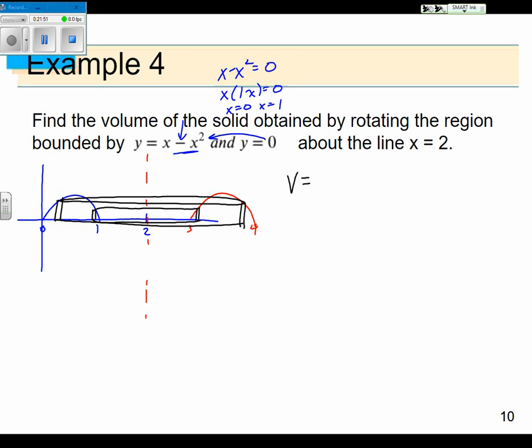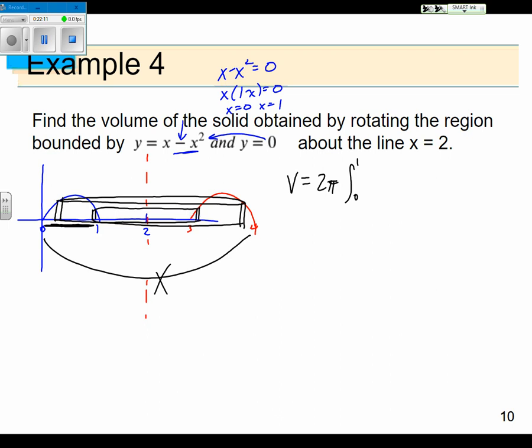My volume is equal to, again, I'm going to pull my 2 pi out in front. That's just how I work. And a lot of people are going to say, well, I got to go from 0 to 4. No. It's just my approximating strips right here. My approximating strips are going from 0 to 1 still. Okay, so that's not going to change.